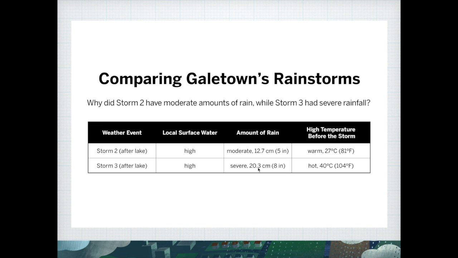And then let's look at the temperature before the storm. We have warm and hot. We noticed that when it was hotter, we had a more severe storm. We've seen a pattern of certain conditions that lead to more rain.